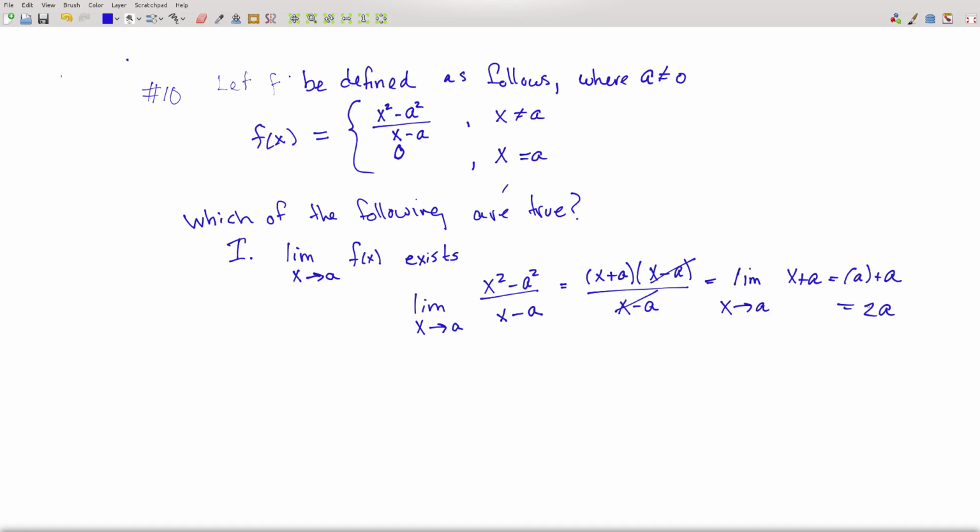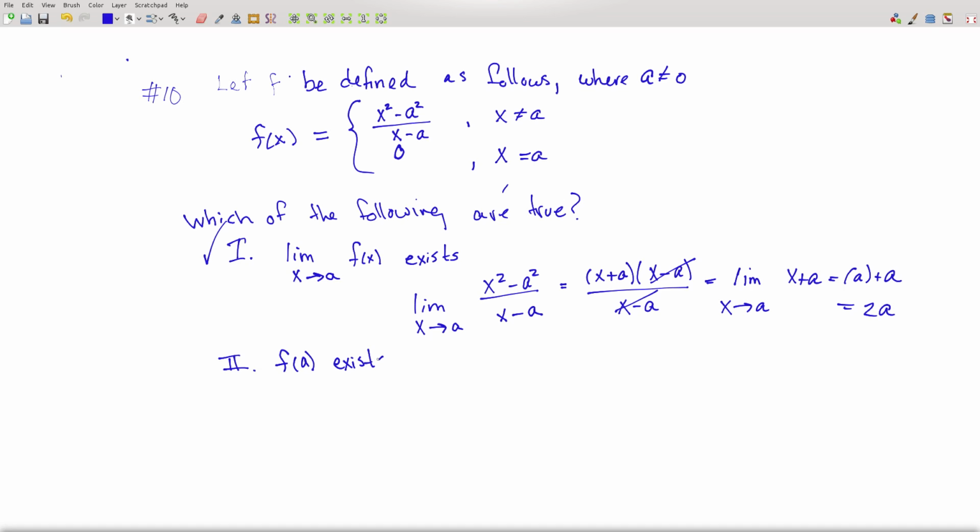Certainly 2a, whatever a happens to be, is a quantity that exists. We have found this limit, and so we will say yes, this first possibility is one of them that is true. Let's think about possibility 2. Is possibility 2 true? Possibility 2 says f of a exists.